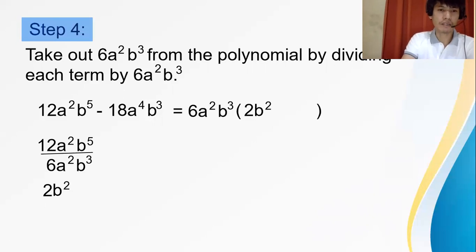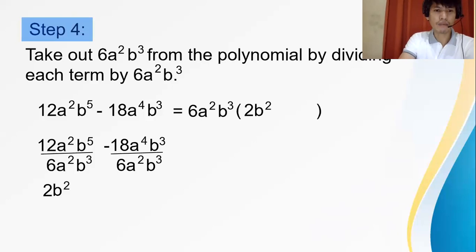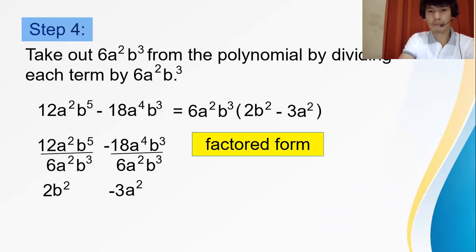Next, we divide the second term by the greatest common monomial factor. 18 divided by 6, we have negative 3. Then a to the 4, divided by a raised to the second power. So 4 minus 2 is a raised to the second power. Then we just cancel these two because they are the same. Then we put it in our quantity. And therefore, we have negative 3a raised to the second power. So therefore, this will be your factored form and this will be your answer.